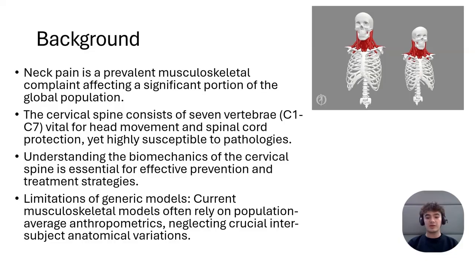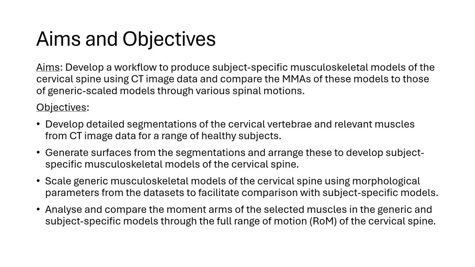Specifically, a direct comparison quantifying the effects of subject-specific anatomical parameters on the muscle moment arms of the cervical spine relative to generic scaling has been neglected currently. So for the aims and objectives of this project, the project aimed to develop a workflow to produce subject-specific musculoskeletal models of the cervical spine using CT image data and compare the muscle moment arms of these models to those of generic scale models through various spinal motions. This methodology could be applied to enable population-level computational modeling that may aid in the identification, prevention, and management of conditions related to the cervical spine.